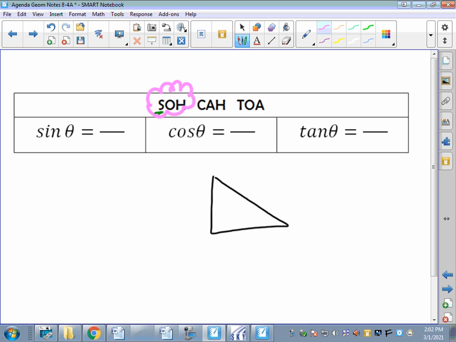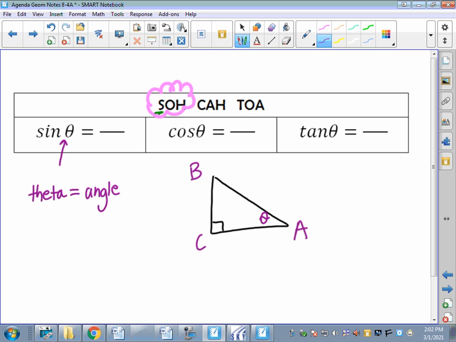Let's say I've got myself a right triangle. This is my angle. Notice how we get really fancy. We do that instead of saying X. The word for it is theta. It just means an angle. Instead of saying angle A, we'd say sine of theta. So let's call this ABC.